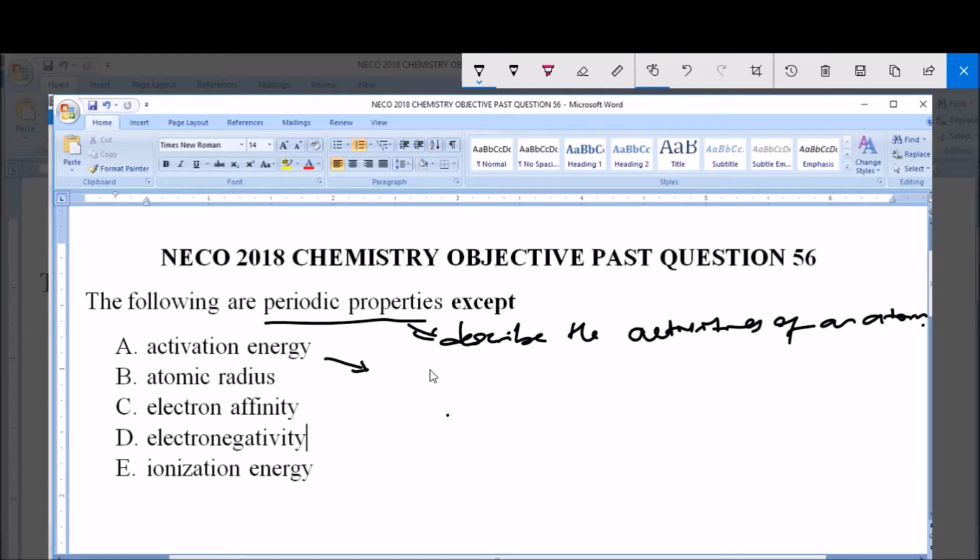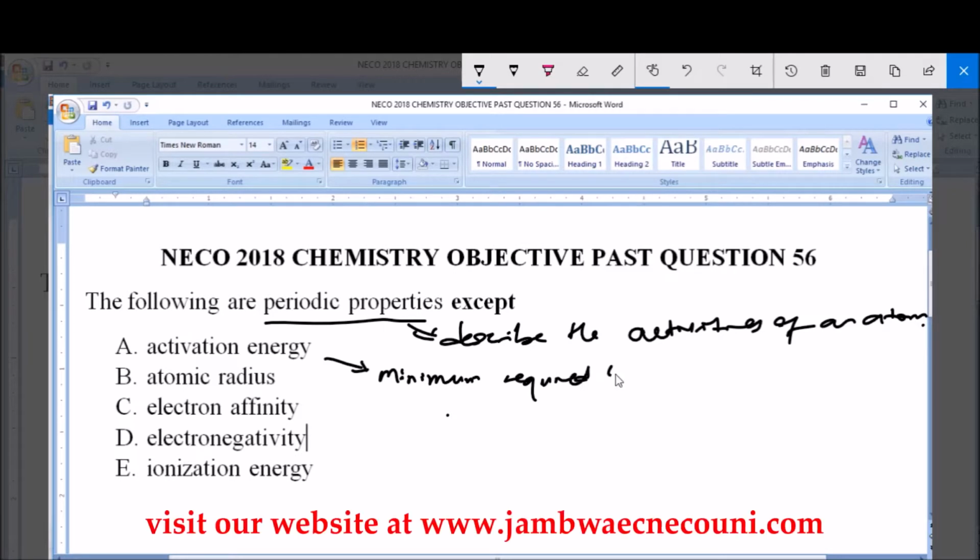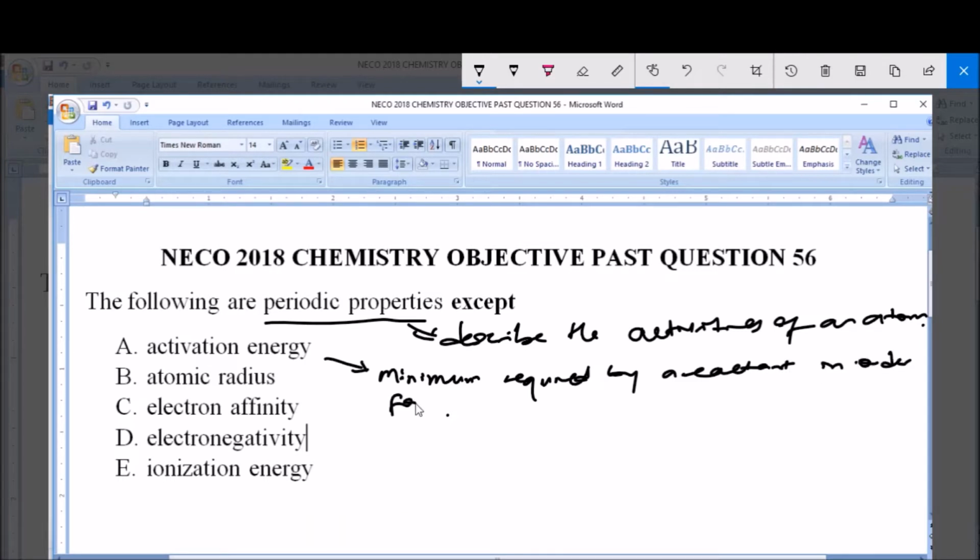Now activation energy is that minimum energy that must be possessed or required by a reactant in order to form a product. Now if you look at this activation energy, you see that activation energy does not describe the activities of the atom, neither does it describe the properties of this atom or element. It just simply describes the reaction. That is, it is the energy that is required by every reactant before they can complete a reaction, that is, before they can give a product.